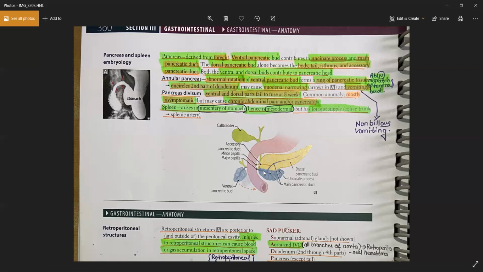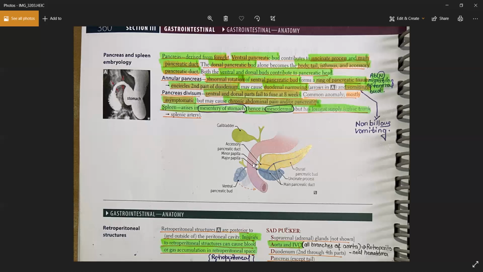And this main pancreatic duct will open in the ampulla of Vater, as you can see. This is the ampulla of Vater, and the main pancreatic duct will open at this part. Then you also have an opening in the duodenum for the accessory pancreatic duct, which is the minor papilla. Very much important.